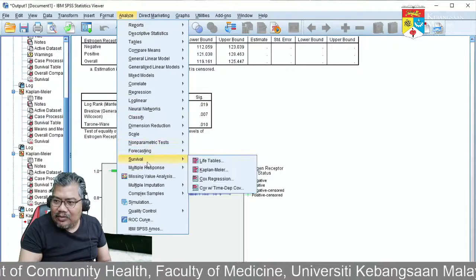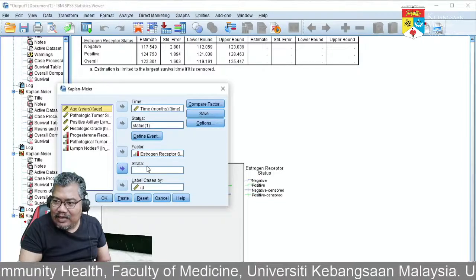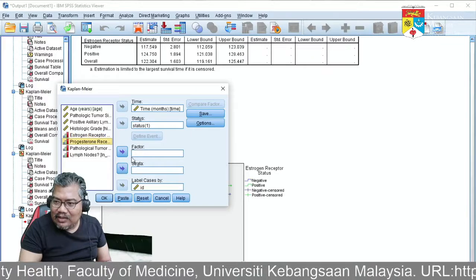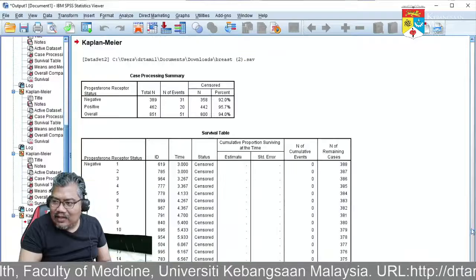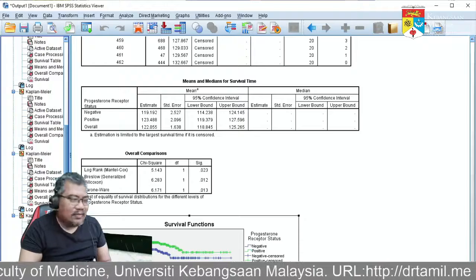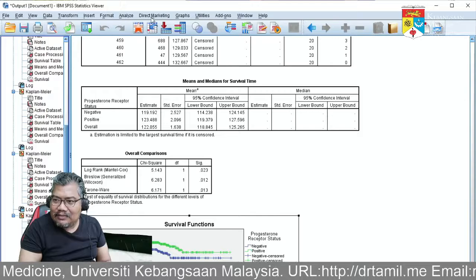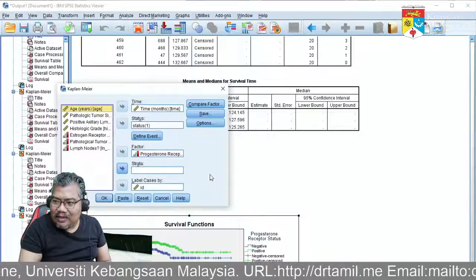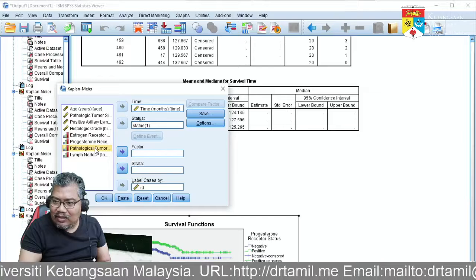Okay, again, I'm going to run the analysis for survival analysis. So I'm going to take out the estrogen receptor. I'm going to put in the progesterone receptor. Okay, again, same thing. Is it significant? Yes, it is significant. Okay, and lastly, it is based on tumor size, analyze, survival, Kaplan-Meier. I'm going to take out the progesterone receptor. I'm going to put in the pathological tumor size.